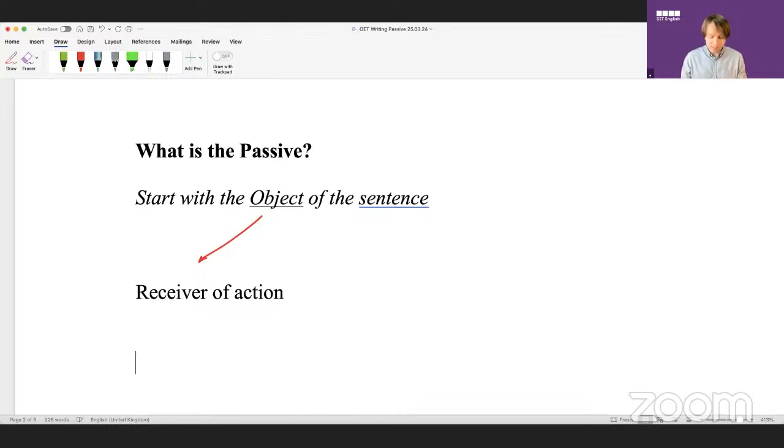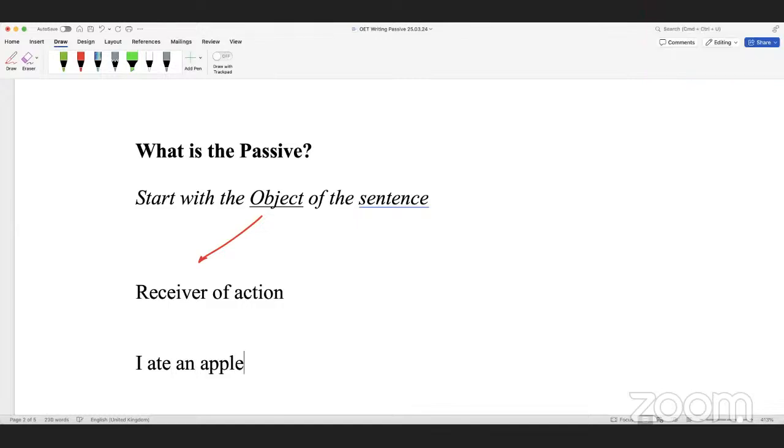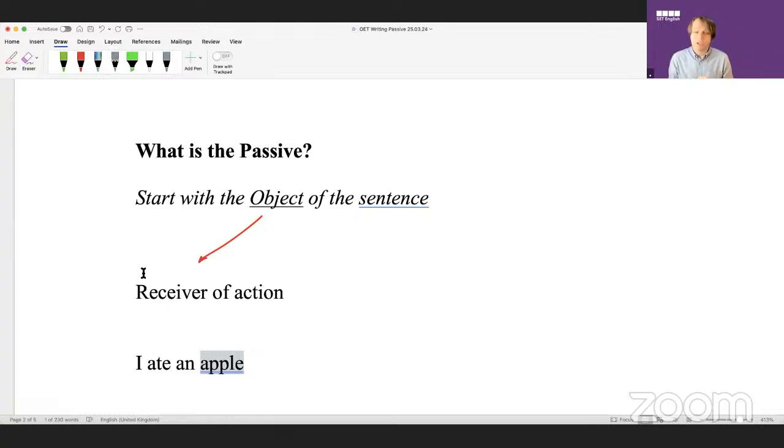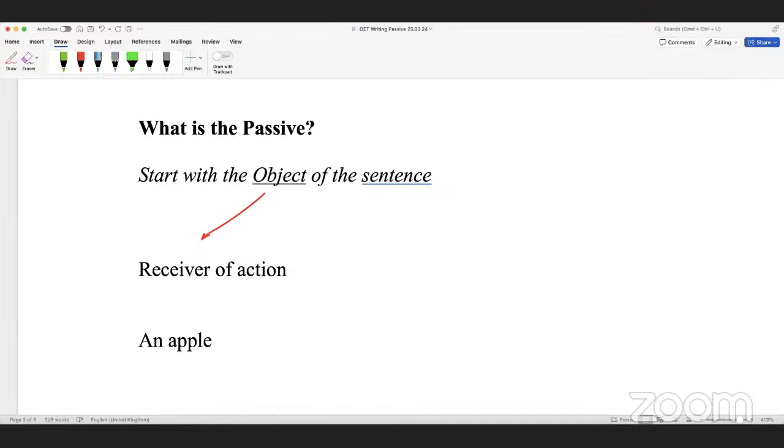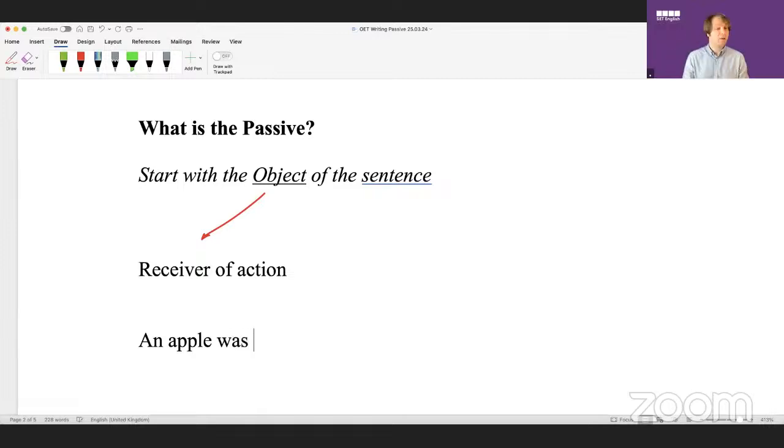For example, Alexi, I ate an apple. What's the object here? Apple. Yeah. Okay, so it's receiving the action. And I know you guys know this. If we wanted to make passive here, Alexi, what would I do to make passive? An apple. Did you say? Okay. He ate an apple. No. Can anyone help me? An apple was eaten.